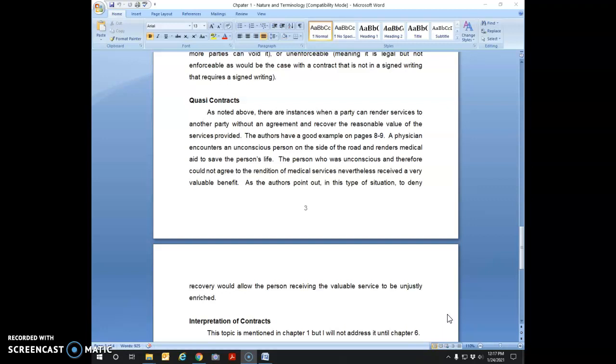One example I have in the outline is a physician encounters an unconscious person on the side of the road and renders medical aid to save the person's life. Obviously, the physician and the unconscious person did not have an agreement before the physician rendered assistance to the unconscious person. Let me give you two other examples, far more mundane.